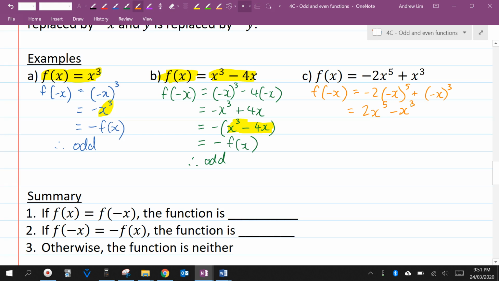And what if we were to factorize out a negative? We'll get negative 2x to the power of 5, because negative times negative is positive. We need to put a plus sign, because negative times positive is negative. And we'll be like, that looks familiar. That's that. If that is f of x, then this has to be negative f of x. Therefore, this function is odd.